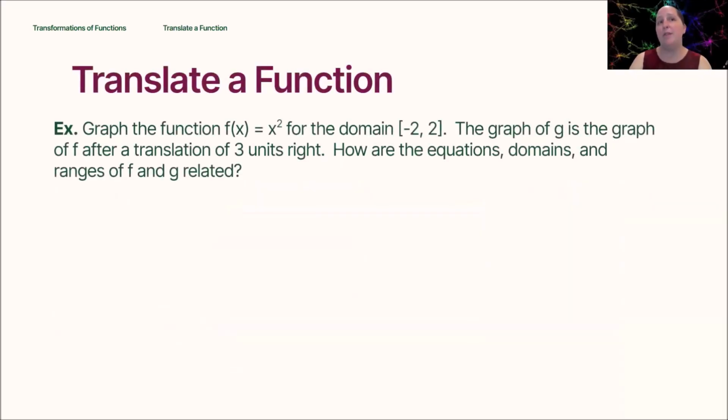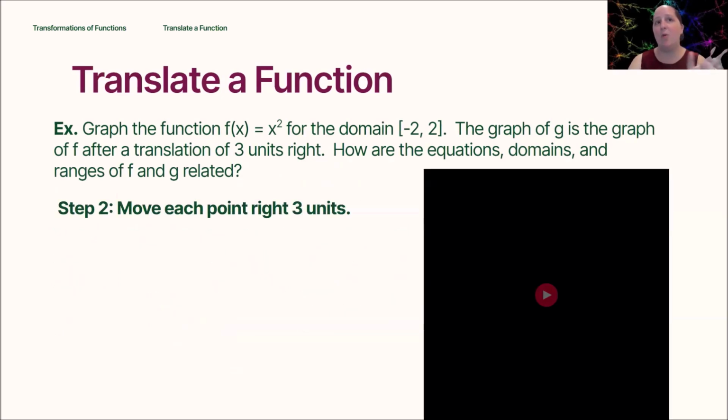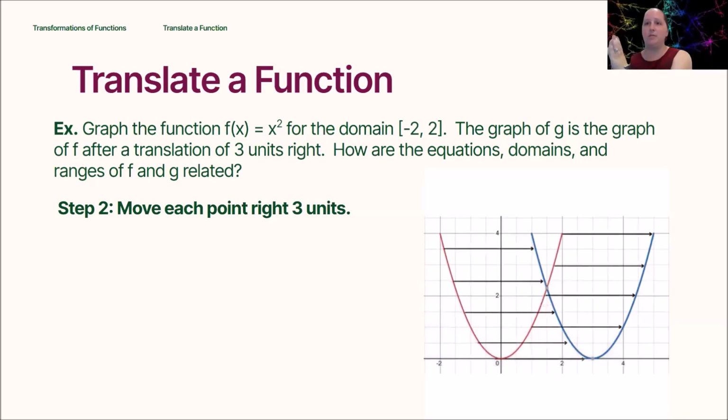So now I want to graph the same function, but I want to translate it 3 units to the right. Okay, so I want to know how their equations, domains, and ranges of f and g are related. So again, I graph this function. Okay, and again, I want to move each point right 3 units. So again, I start with this red function here, and I'm going to move everything over 3 units. Okay, to create that blue function.